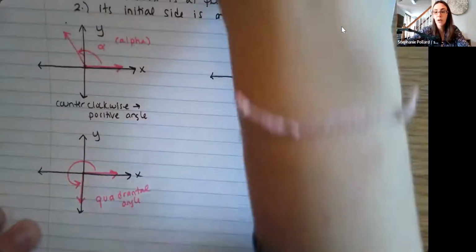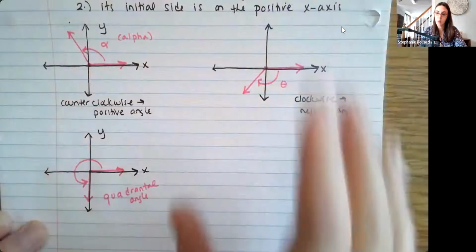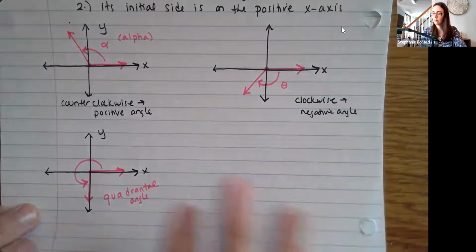Now, we can measure angles in either degrees or radians. So actually, how do we get the numbers, right?